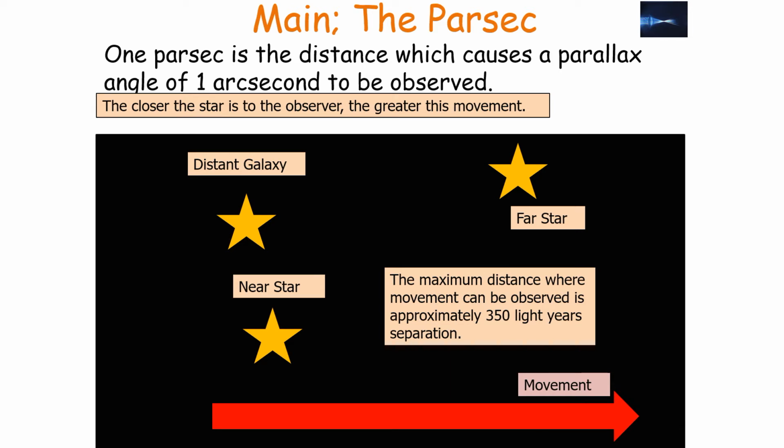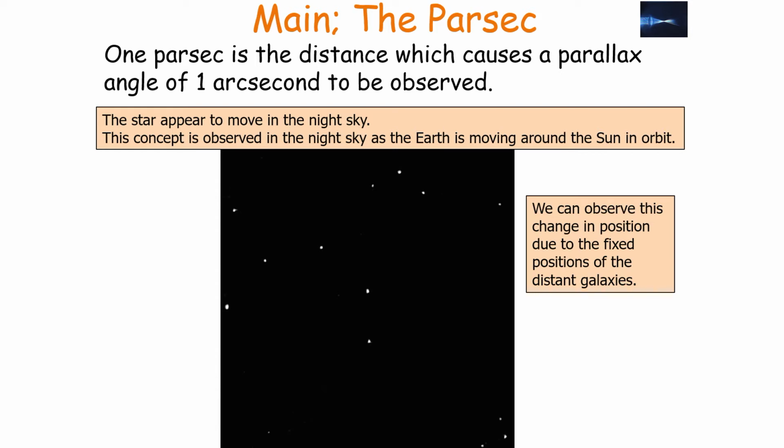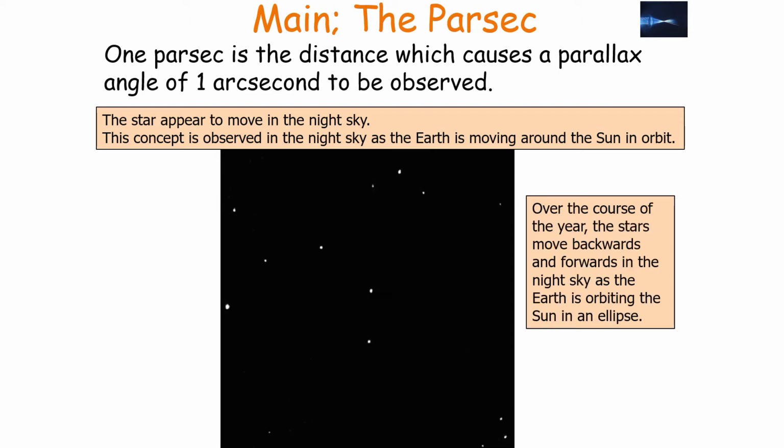So the maximum distance at which movement can be observed is approximately 350 light years separation. The stars appear to move in the night sky, and this concept was observed because the Earth is moving around the Sun in orbit. Now we can observe the change in position due to the fixed positions of the distant galaxies. These galaxies are moving slightly due to parallax, but it is too small to detect. Now over the course of the year, the stars move backwards and forwards in the night sky as the Earth is orbiting the Sun in an ellipse.